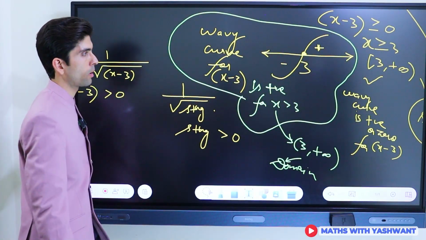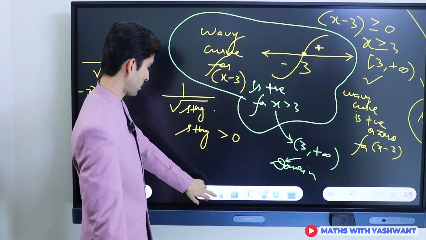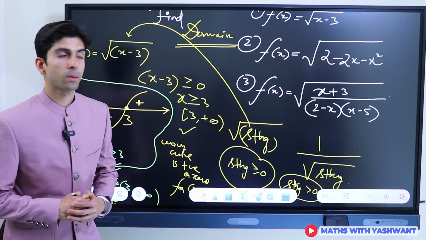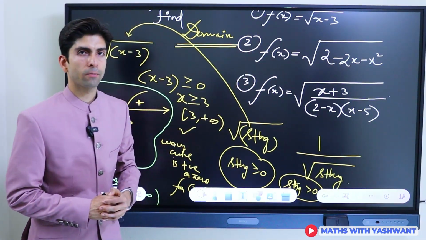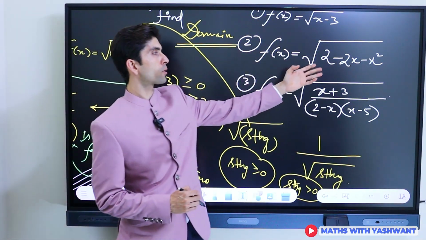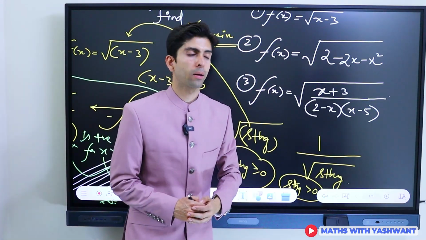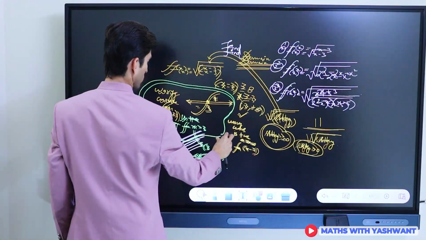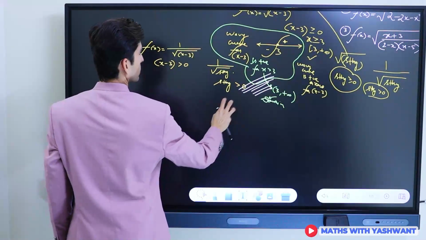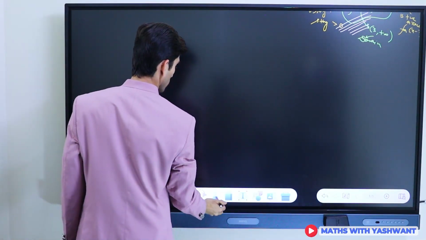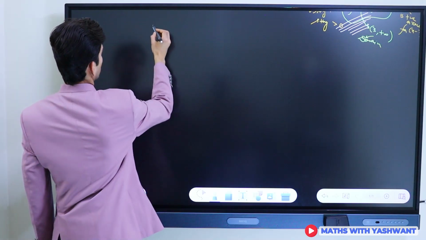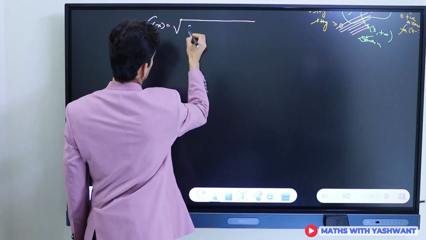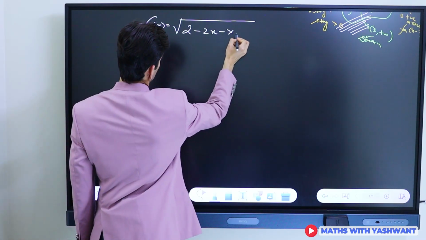Hope you understand all. Now let's get back to the second question. We have square root of 2 minus 2x minus x square, and we have to find the domain. f of x is equals to square root of 2 minus 2x minus x square.